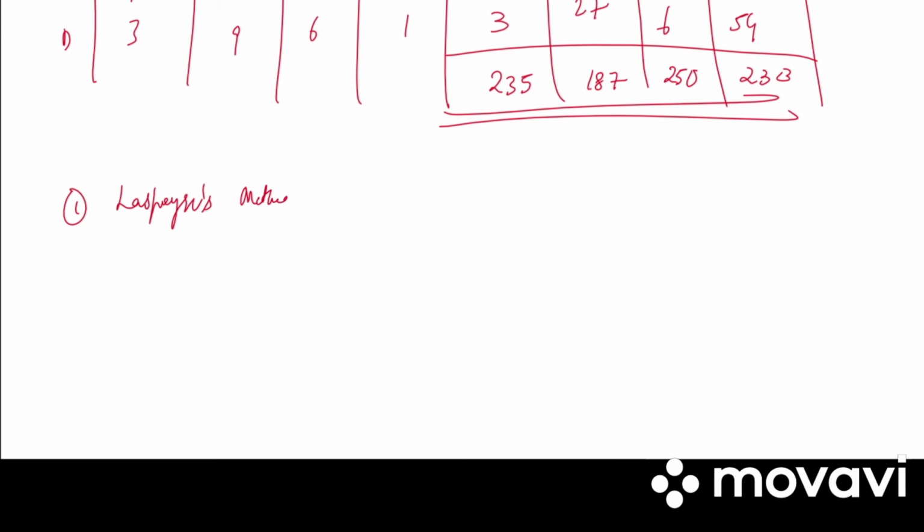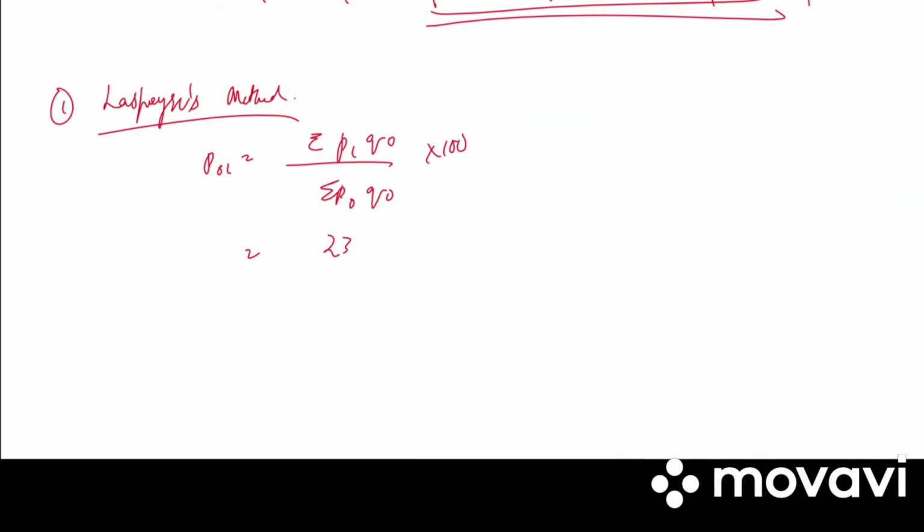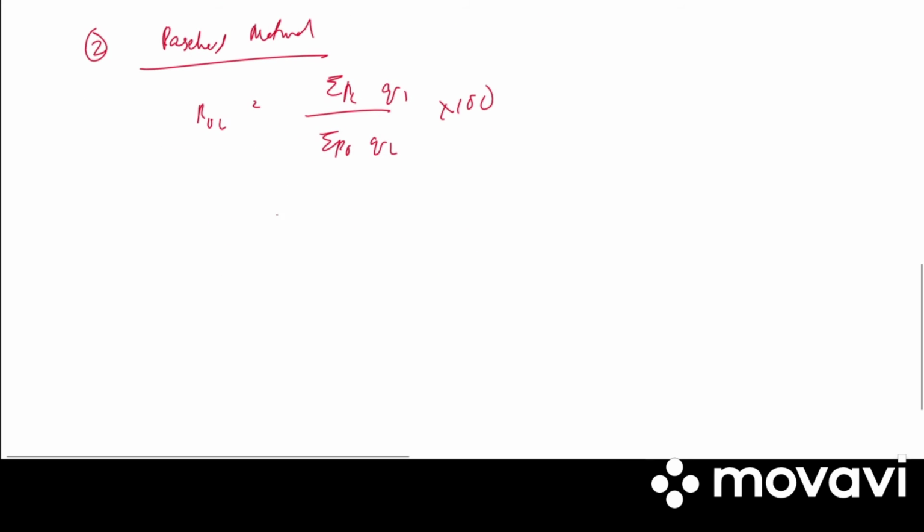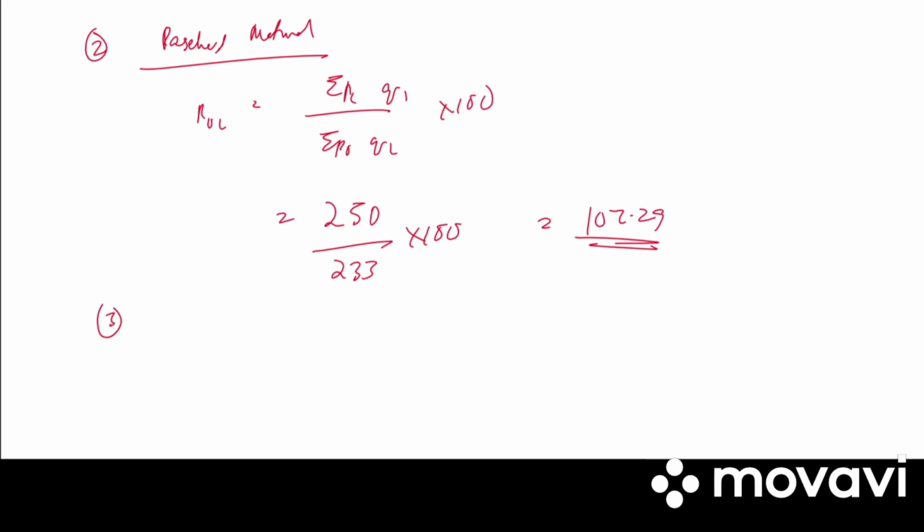So first we have Laspeyres' method. What's the formula? P01 is equal to summation P1 Q0 divided by summation P0 Q0 into 100. P1 Q0 is 235, P0 Q0 is 187, into 100. We get 125.67. Next we have Paasche's method. P01 is equal to summation P1 Q1 divided by summation P0 Q1 into 100. 250 divided by 233 into 100. 107.29.